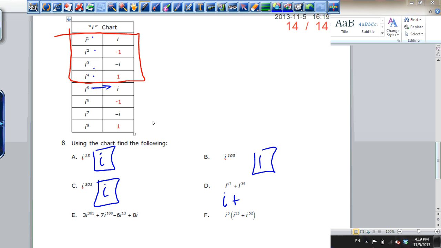Plus, now 35, 34, no, what about 36? 36 is divisible by 4. So 36 would be here. 35 is 1 back, so negative i. Well, negative plus positive is 0. And that's how those work. So just utilize that. E is just utilizing the ones that we just did, putting numbers in front. F, same thing. I'll let you do those at home.